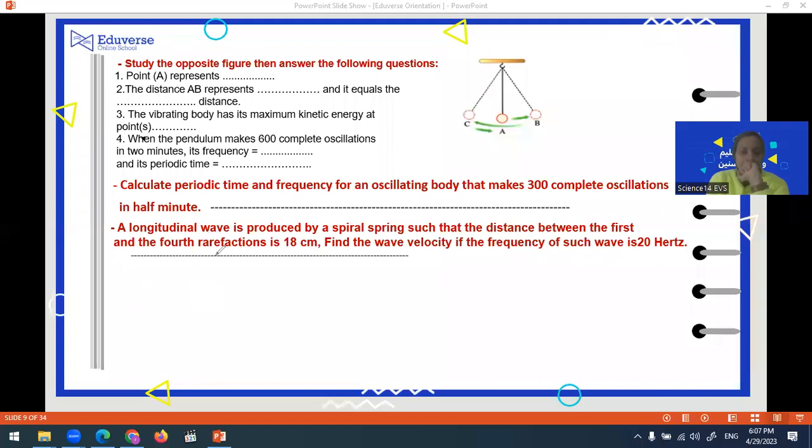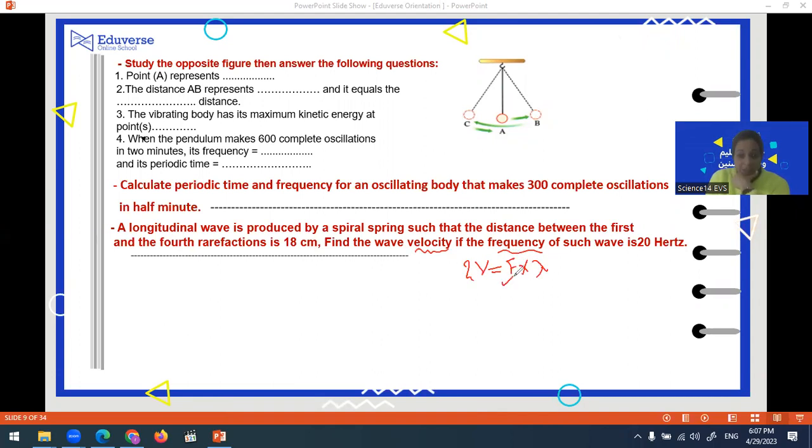First, I can know from this problem the number of complete waves. I should know the number of the complete waves first. Why? Because they want you to find the velocity and they gave you the frequency. Which law can we use here? Yes, excellent, the law of wave propagation, which is the velocity equals the frequency times the wavelength.